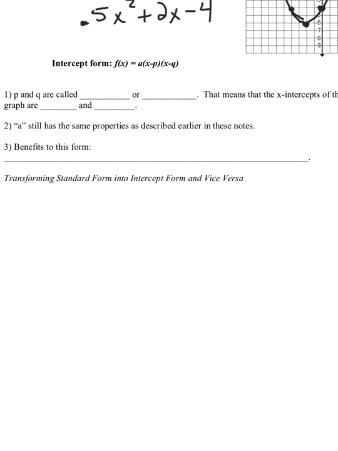All right, in the intercept form, we have f of x equals a times x minus p times x minus q. And like I said before, this is called the intercept form because here we have our two factors, and when I solve for x, I get what p and q are. P and q are called the roots or the zeros. That means that the x-intercepts of the intercept form are p and q.